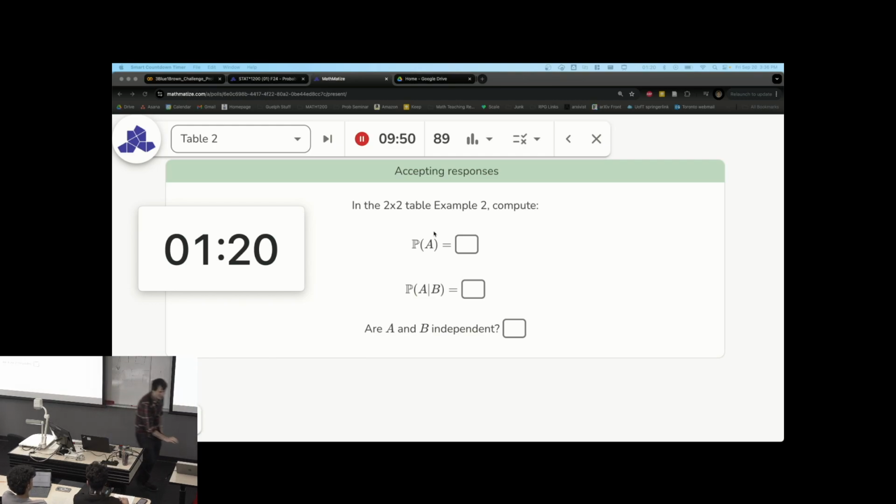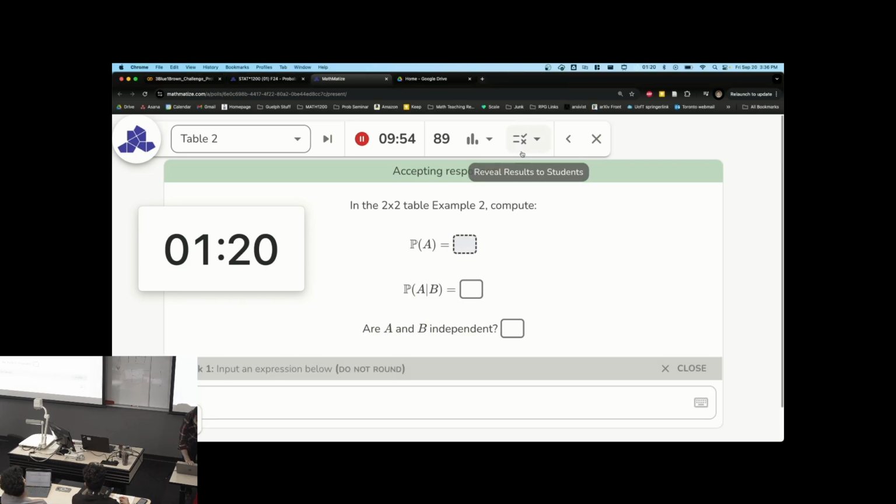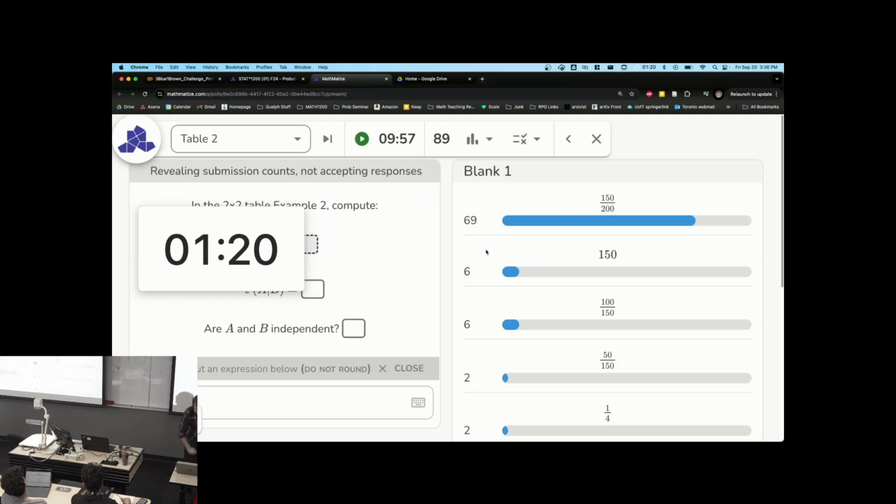So let's see what you guys said. What's the probability of A? All right. Reveal what people said. 69 people said 150 out of 200. So A, 150 out of 200.